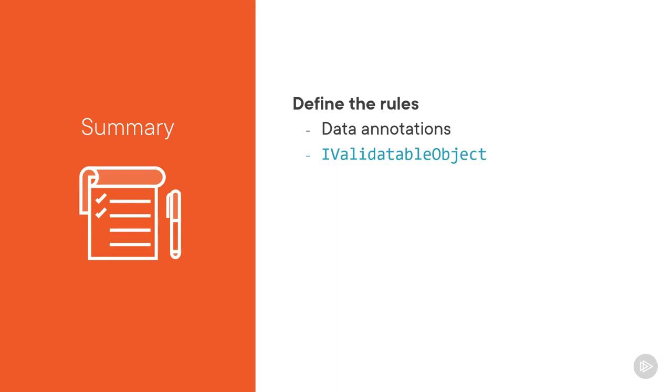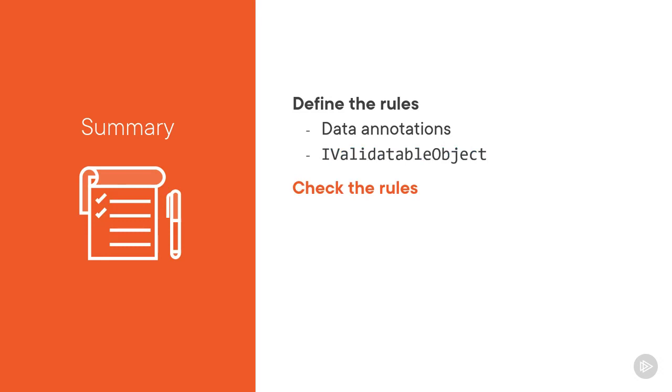Validation rules are mostly defined for input instead of output. If we do that with data annotations, in other words, by annotating properties with these attributes, that's another good reason to use separate DTOs for our different actions.